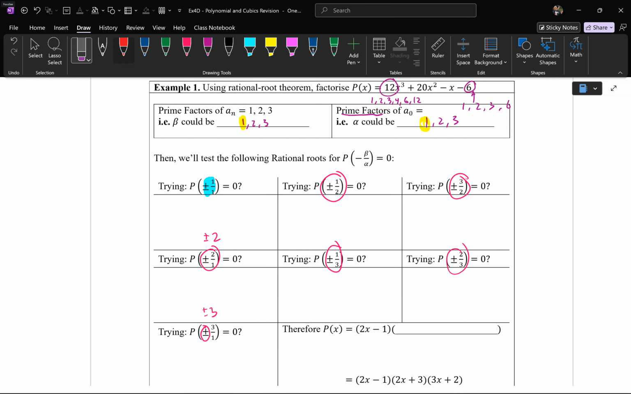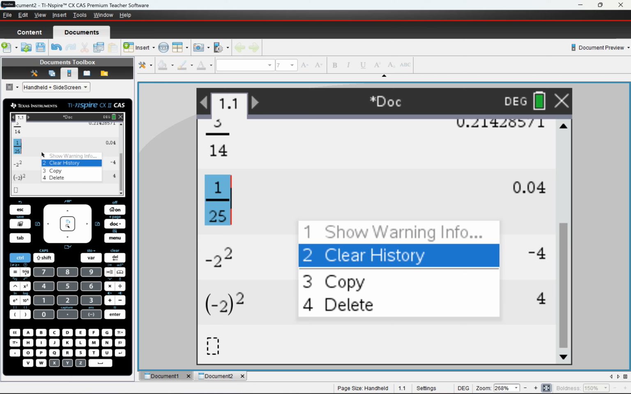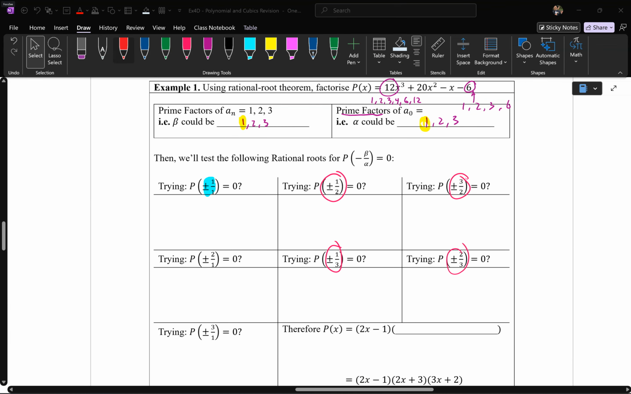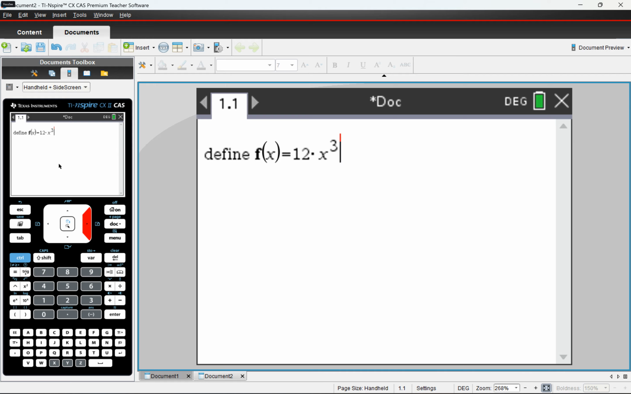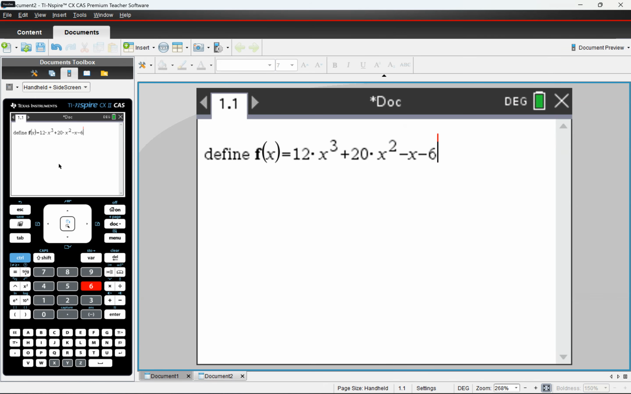So that's what you would test. Now, obviously, because we know it's going to be a rational root theorem, I didn't want you guys to be subbing all these numbers in. So let's use the calculator just so that we can see where the values come out. I'm going to use the calculator just to simplify our problem. You just need to understand the theory. So here, let's define f of x, or technically it's p of x, is equal to 12 times x cubed plus 20 times x squared minus x minus 6.